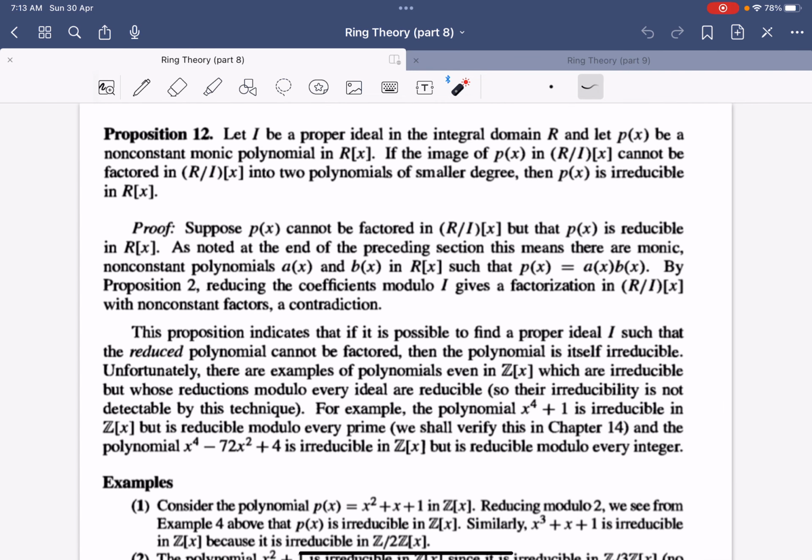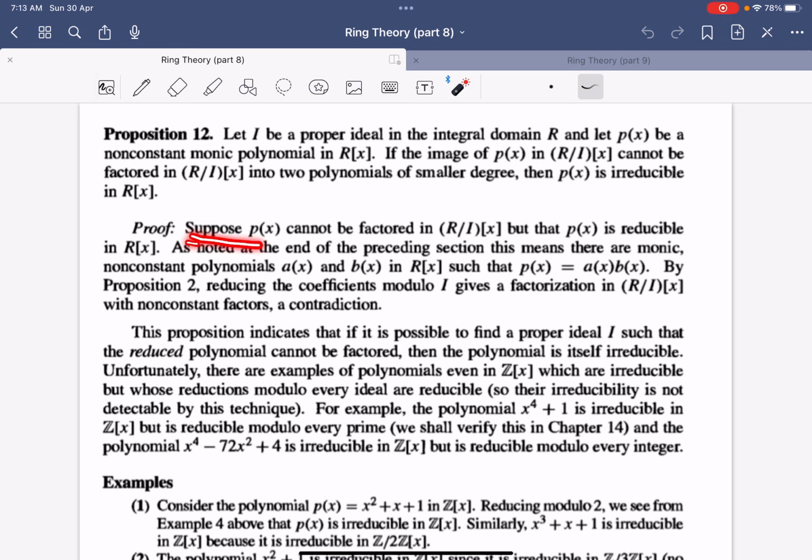Next, we look at this where we say that we let I be a proper ideal and P(x) be a non-constant monic polynomial in R[x]. If the image of P(x) in the quotient ring, where R is divided by I, cannot be factored into two polynomials of smaller degree, then P(x) will be irreducible in the original polynomial ring. So we just need to prove it.